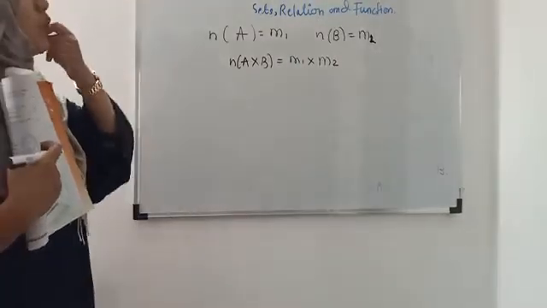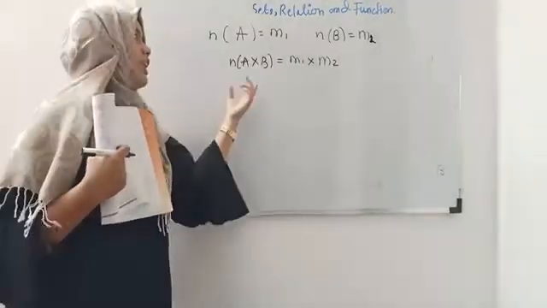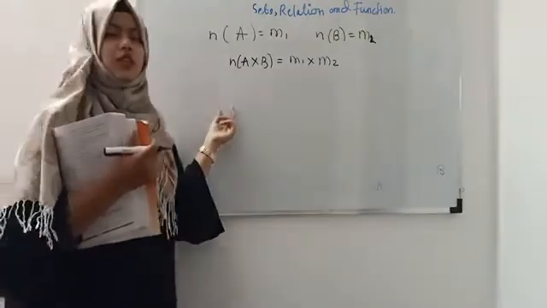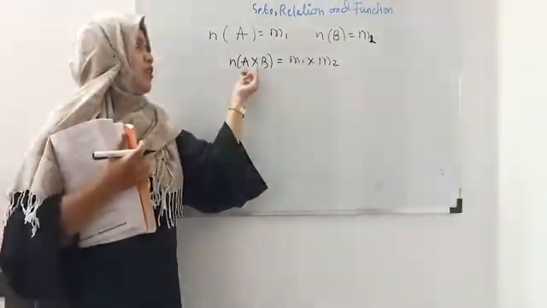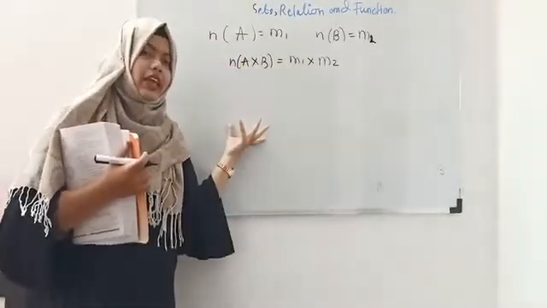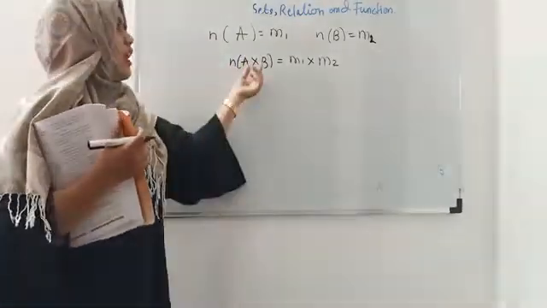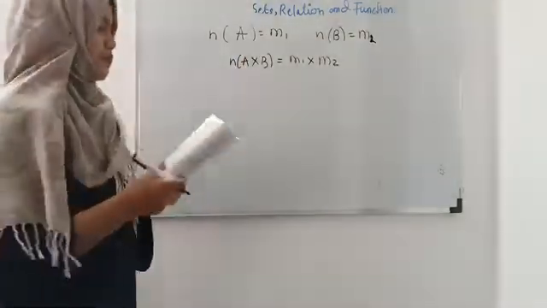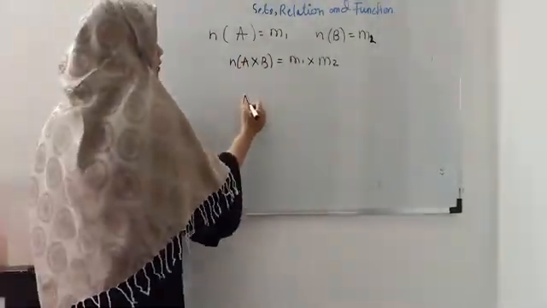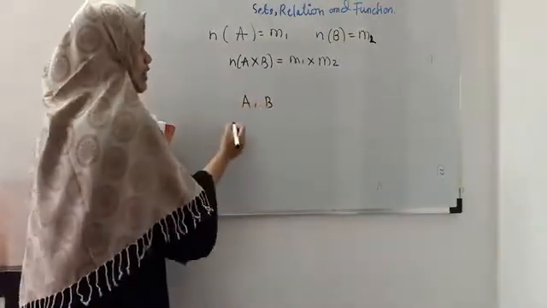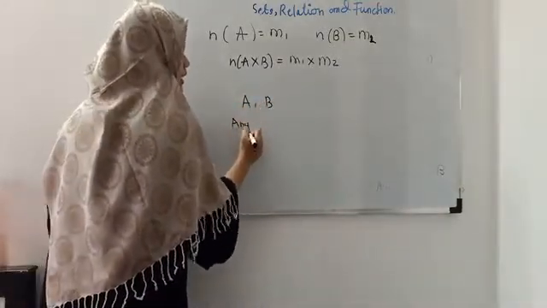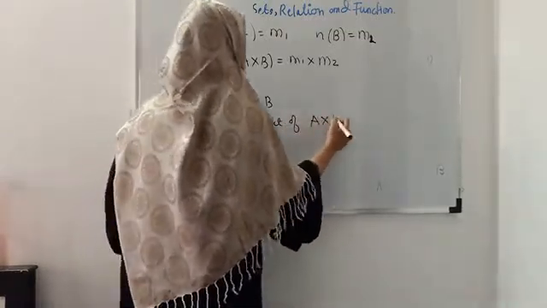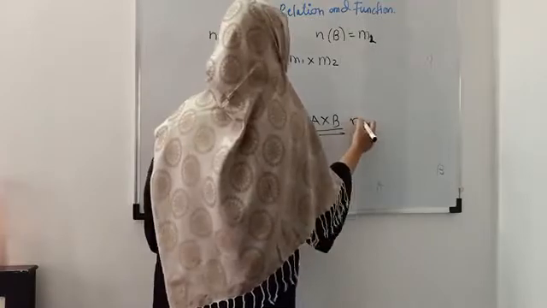Now from here you can find out the number of relations on A cross B. How? We know that the number of relations means every subset of A cross B is a relation over A and B, right? So the number of subsets will give you the number of relations. See, if you have any two sets, then any subset of A cross B will be a relation.